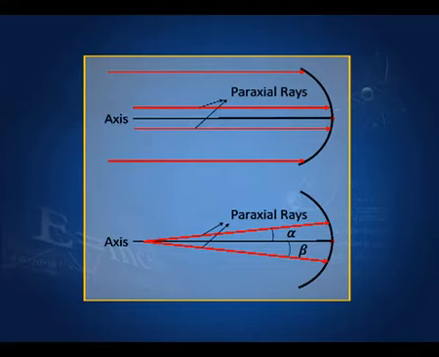Another thing that we assume is that the rays are near the axis. They may be parallel, they may not be parallel, but the rays are coming near the axis, in the vicinity of the axis, not far from the axis. These rays which are near the axis are called paraxial rays. And why are they important?